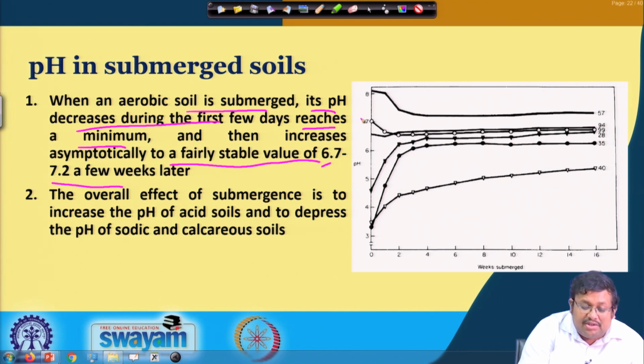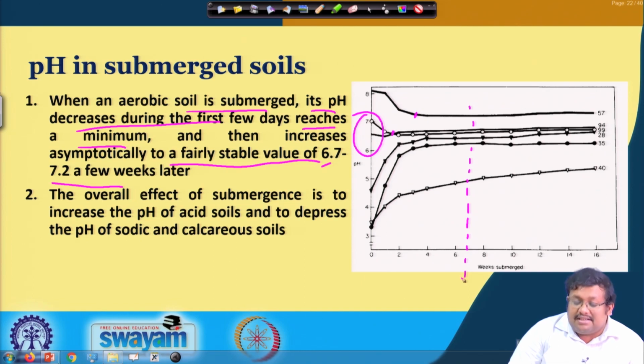Initially, with an aerobic soil, the pH was higher. It reduced drastically after the first few days and reaches a minimum, and then from there it increases asymptotically to very stable values of around 6.7 to 7.2, and it will be stable in this pH range a few weeks later. So, around this time after the submergence, they will achieve a kind of stability.